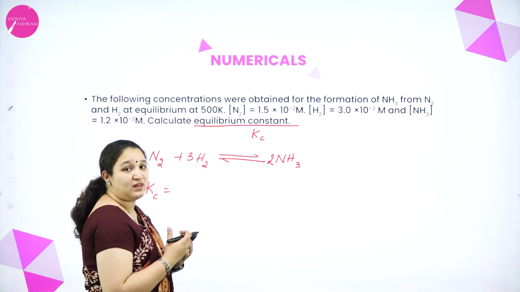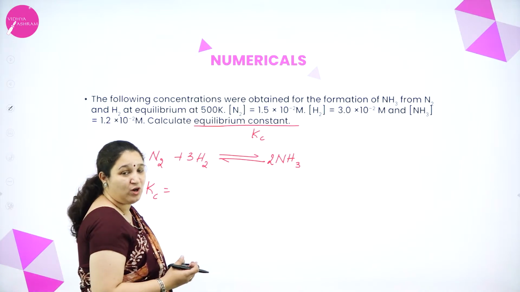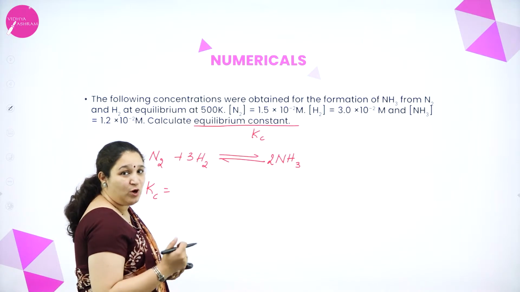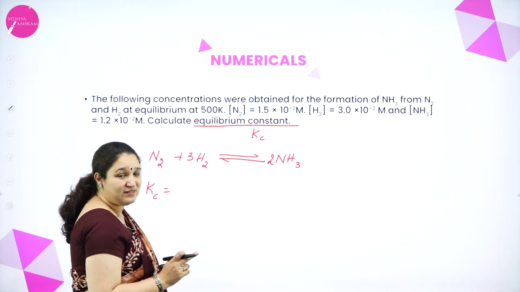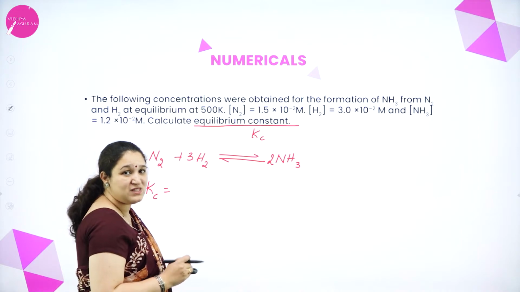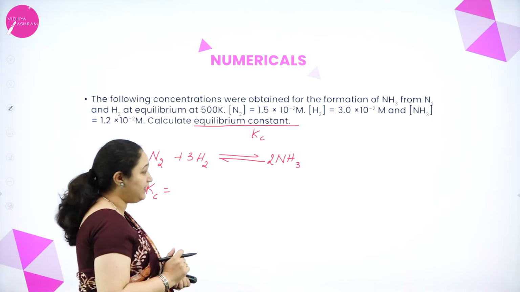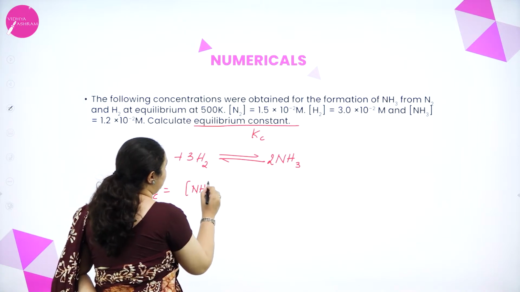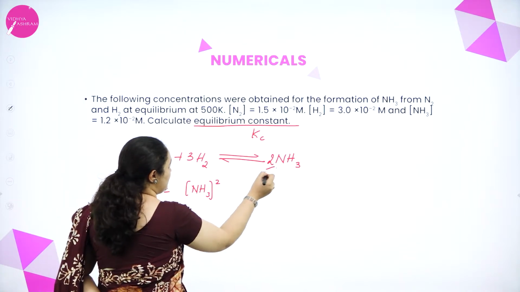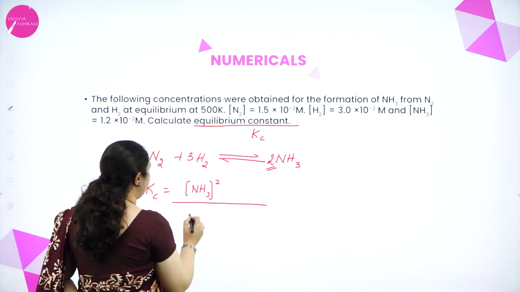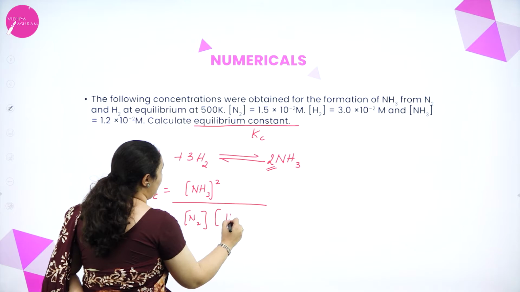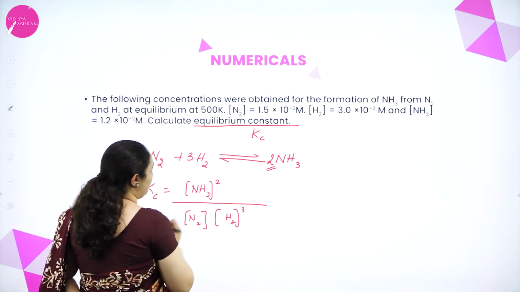It is the molar concentration. It's the product of the molar concentration of the products to the product of the molar concentration of the reactants raised to their appropriate powers, that is the stoichiometric coefficient. Correct? So here it will be NH3 is the product raised to the power 2 because it has got 2 as the stoichiometric coefficient. Molar concentration of nitrogen into molar concentration of hydrogen to the power 3.